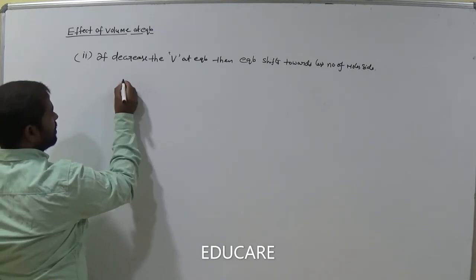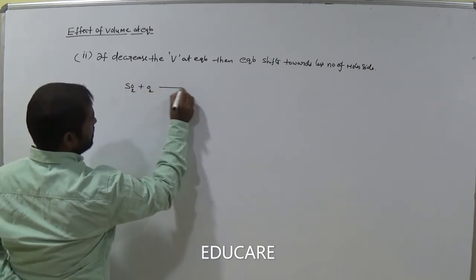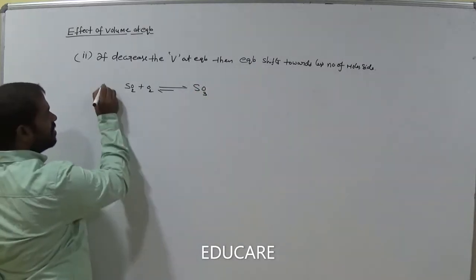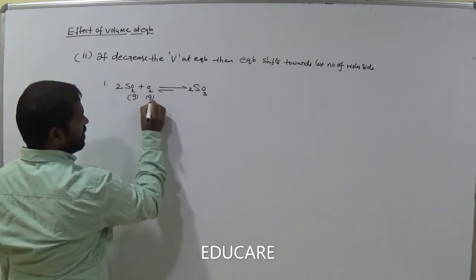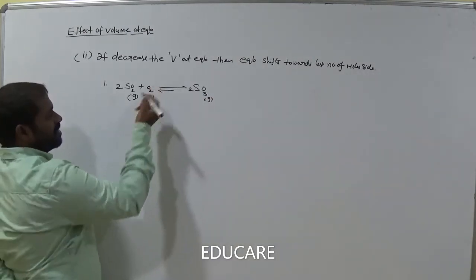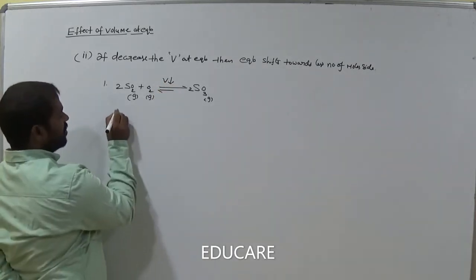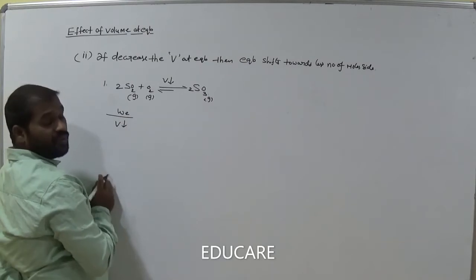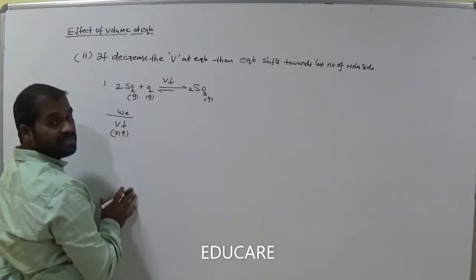Suppose this is the expression: SO2 plus O2 is reversible to SO3. Is it clear? It is a gaseous chemical equilibrium, am I right? So now in the equilibrium, volume is decreased. We decrease the volume. Volume decreases means number of moles is high.